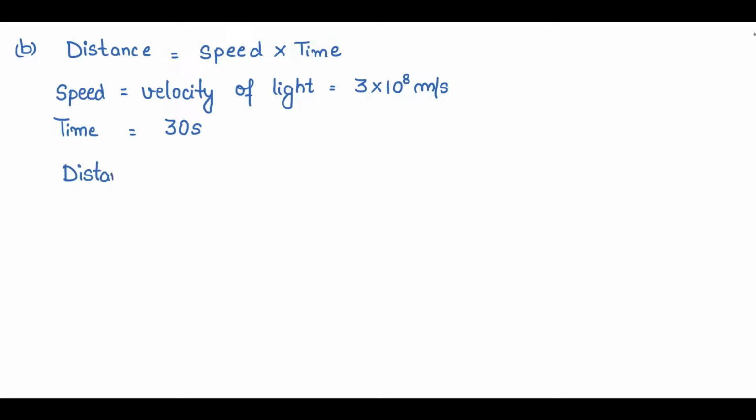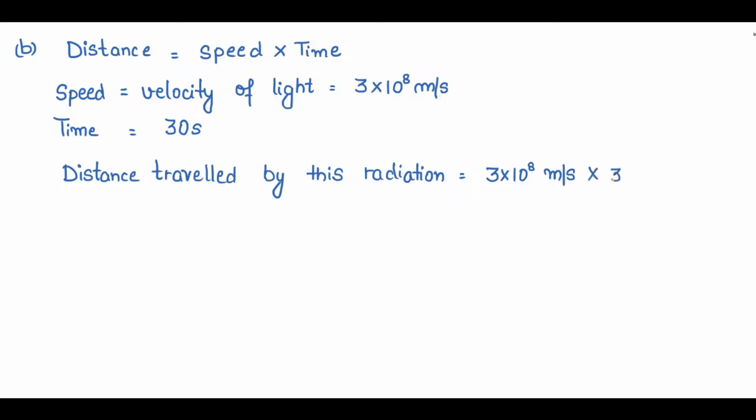So distance traveled by this radiation is equal to speed, 3 into 10 raised to power 8 meter per second, into time, 30 seconds. So I'll cancel this second with second inverse. So 3 into 30 will be 90 into 10 raised to power 8, and the unit I'm having is meter only, right? This 90 can be written as 9 into 10.